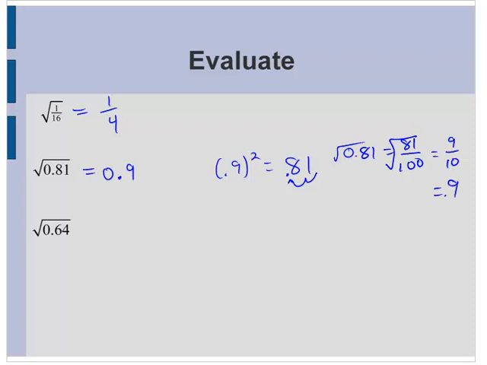All right, try the next one on your own. Determine the square root of 0.64. The square root of 0.64 is 0.8. And you could check this in several different methods as shown in the previous exercise.